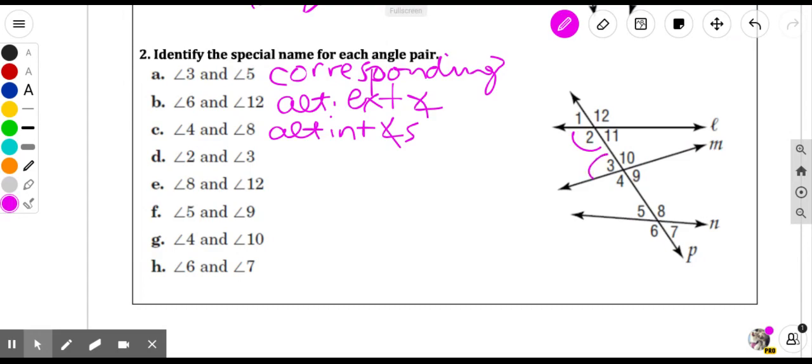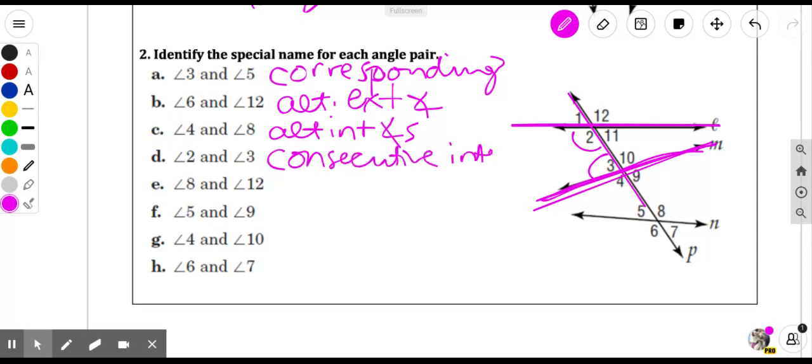Okay. Next is 2 and 3. 2 and 3 are on the same side of the transversal. And notice how they're both inside. They're in between L and M. So even though 3 was an exterior angle when we were looking at 3 and 5 together, because that was focusing on these two lines, depends on which lines you're looking at. If I'm looking at these two lines, not this one, 3 would be an interior angle because it's in between L and M. So same side of the transversal, both on the inside. These are consecutive interior. Sorry, my writing is so messy right now. My stylus is kind of starting to not work as well.